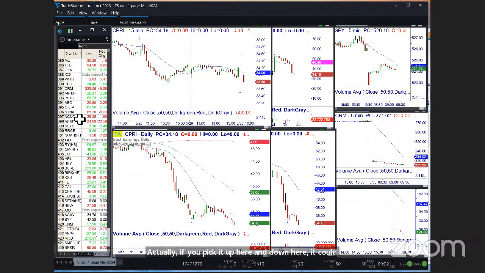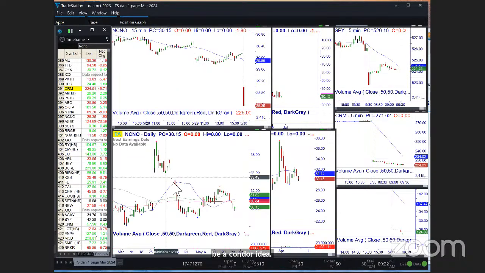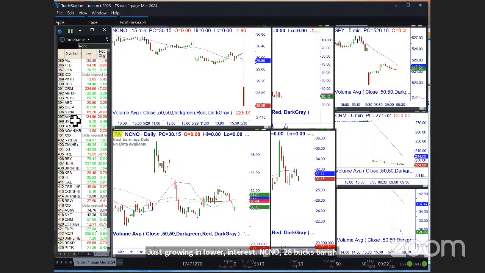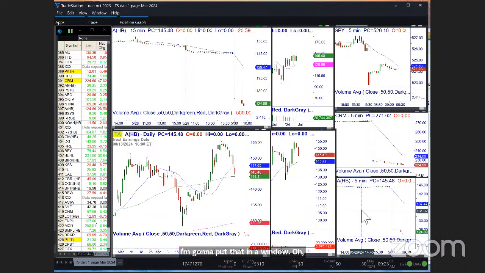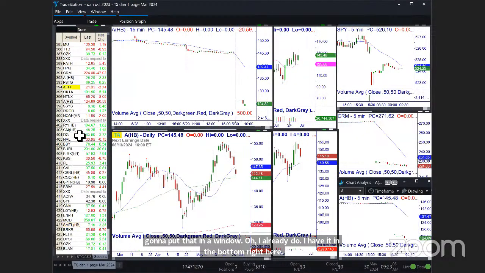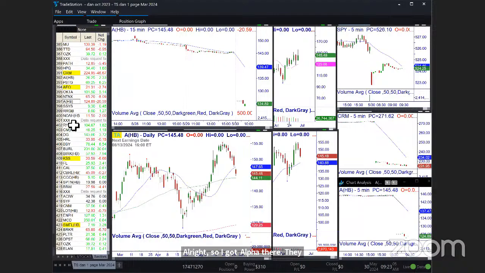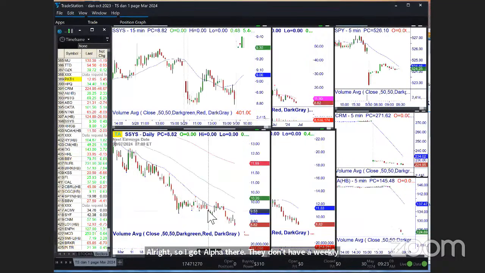Capri just grinding lower, no interest. NCNO, 28 bucks. Bearish, you can watch the short gap. All right, this one, man, oh man, that's a big ugly gap. I'm gonna put that in a window. Oh, I already do. I have it in the bottom right here. All right, so I got alpha there. They don't have weeklies, unfortunately. 940, gap in a downtrend, no interest.